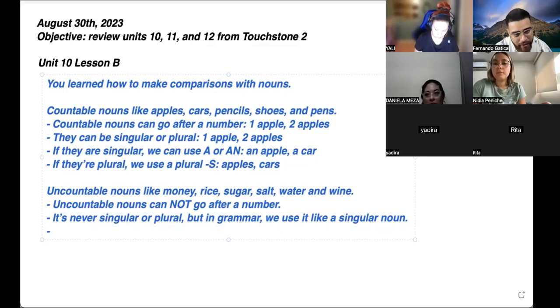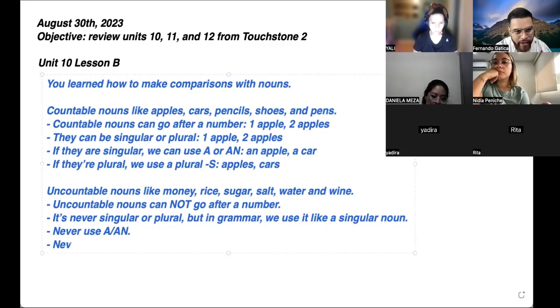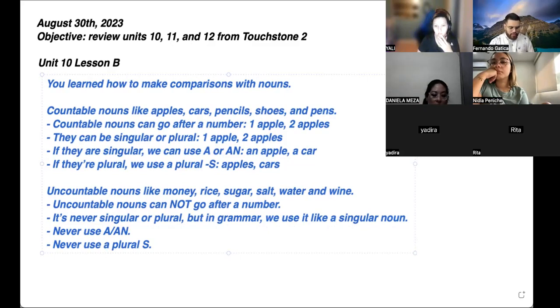Okay, so of course they never use a or an. No pueden ir con a or an. A money, a rice. It's not possible. And they never use a plural s. No puedo decir monies, ni rices, ni sugars. It's not correct. So that's the difference between countable and uncountable nouns.